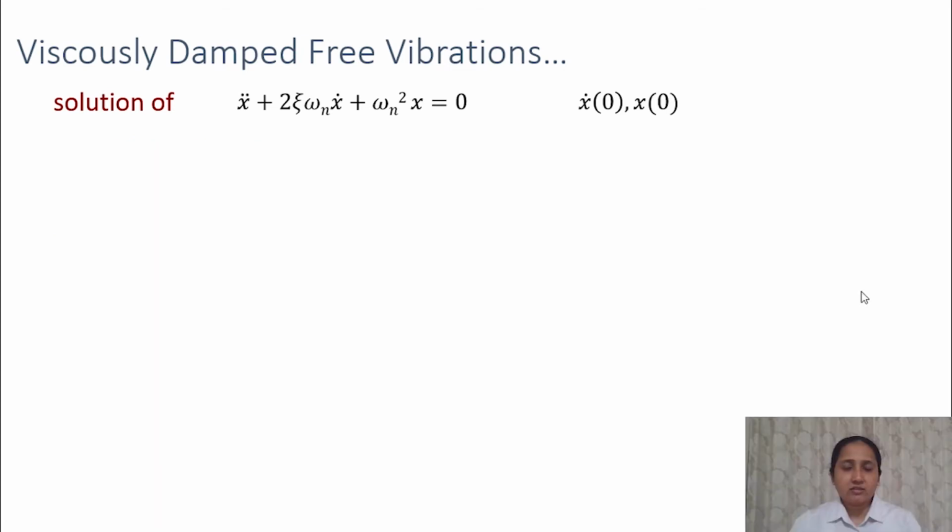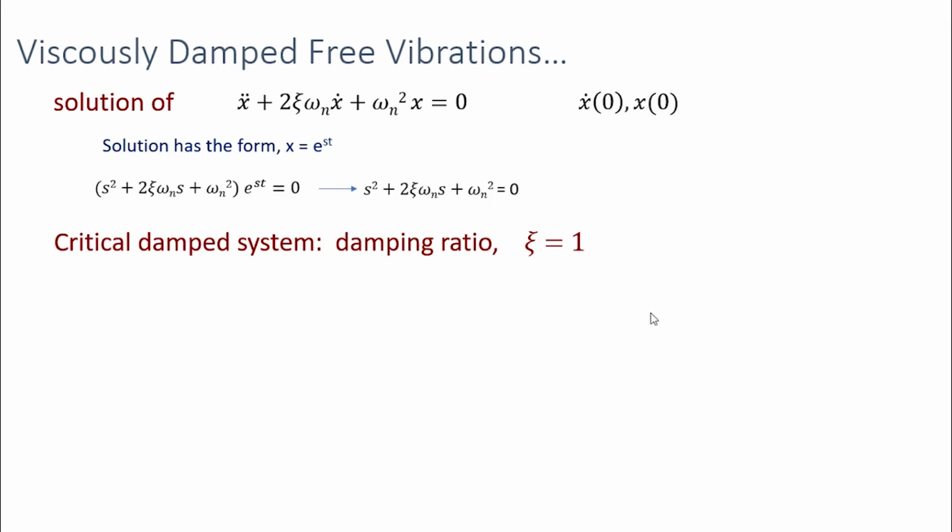Now let's see the solution of a critically damped system. So here we have damping ratio equal to 1. That is, the system is critically damped. Now let's see how the solution will look like. Here we can solve this equation, and when zeta is equal to 1, we get the solution for s as minus omega n. That means we get a single real value solution.